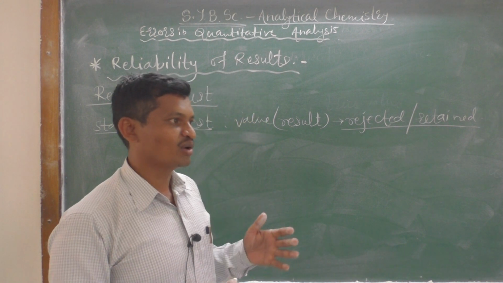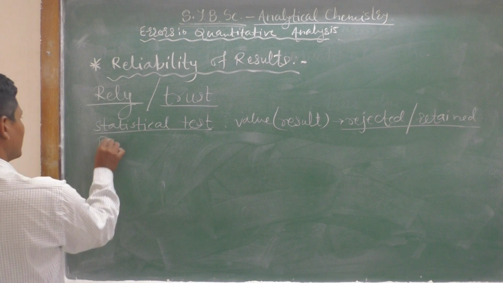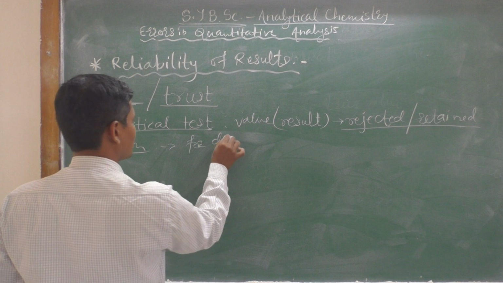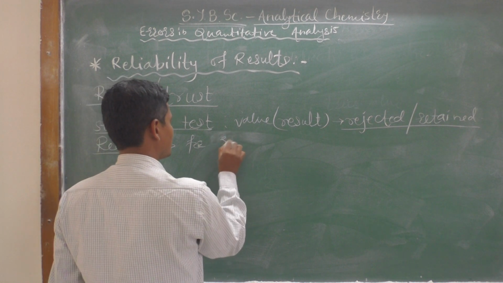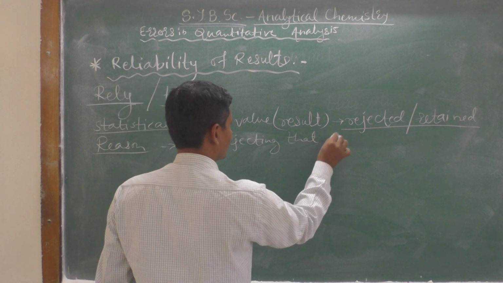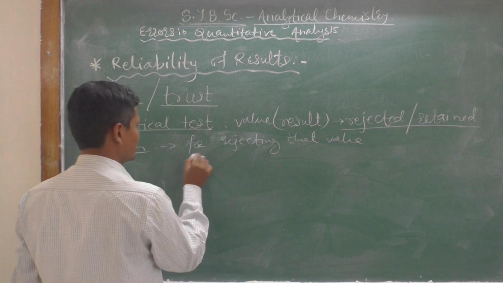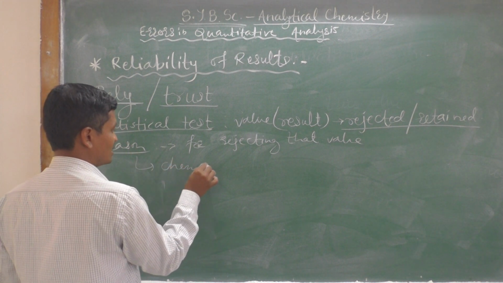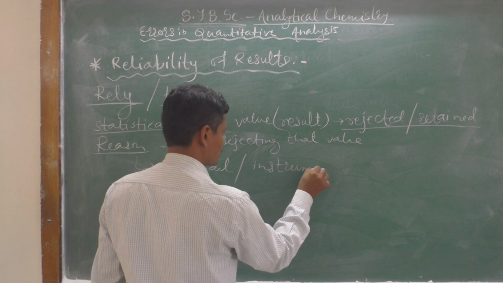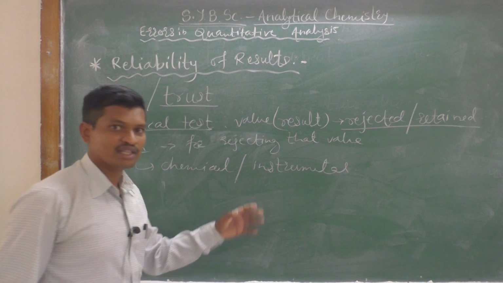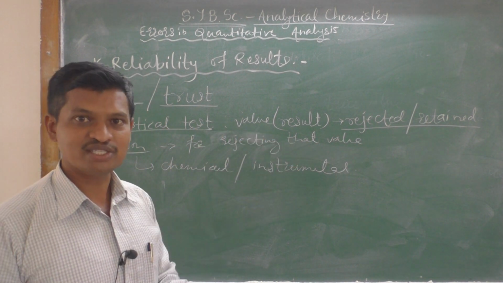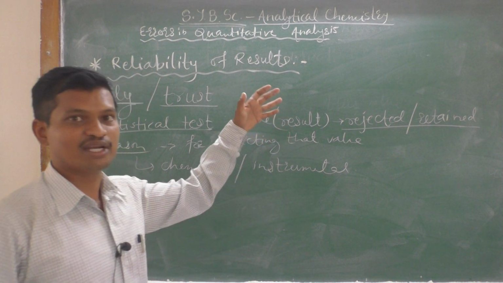Or there should be a reason for discarding or rejecting that particular value. The reason may be a chemical reason or an instrumental reason. Then and then we can discard or reject that value, otherwise not. This is the concept of reliability of result.